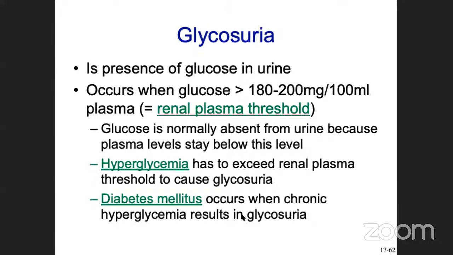In the normal condition, as I said earlier, glucose is not present in the urine, because the plasma levels stay below this level. In the case of hyperglycemia, the level has to exceed the renal plasma threshold to cause glycosuria, like the one I mentioned before. Diabetes mellitus occurs when chronic hyperglycemia results in glycosuria.